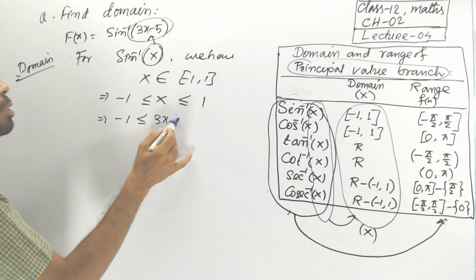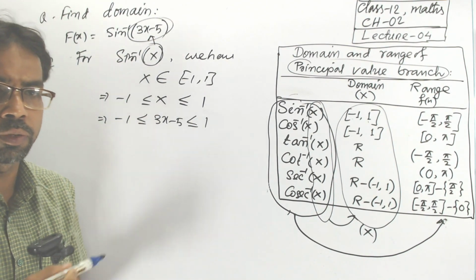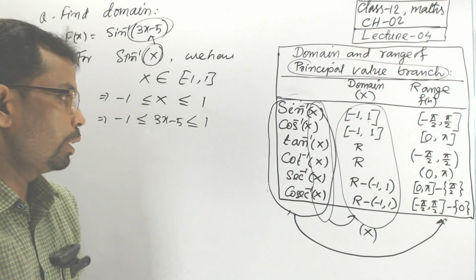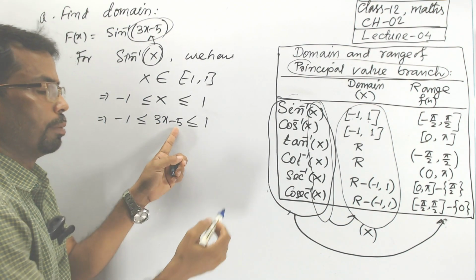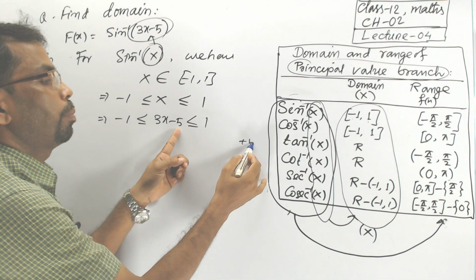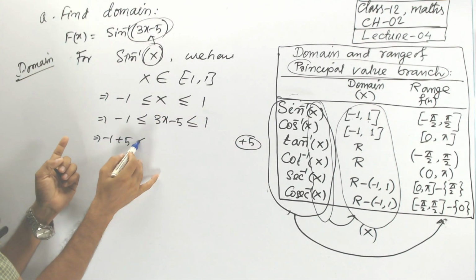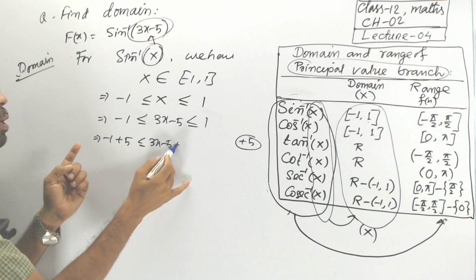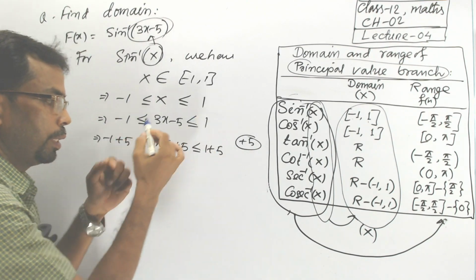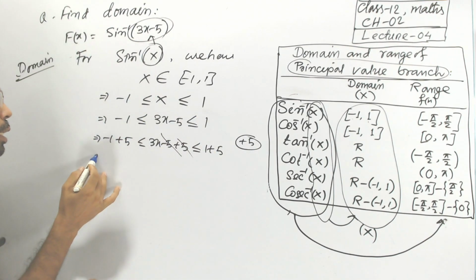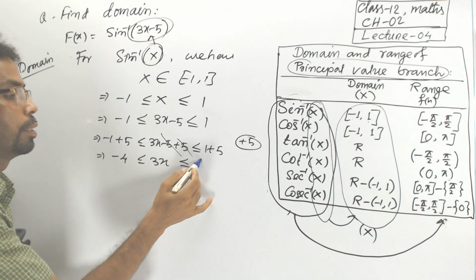3x minus 5, less than or equal to 1. Now anyhow we have to make x free. Inequality solving we have learned in class 11. To make x free, at first I have to remove this minus 5, and to remove minus 5 I have to add plus 5 in each term. So minus 1 plus 5, 3x minus 5 plus 5, less than or equal to 1 plus 5. I have added 5 in each term so that this gets cancelled, and then minus 4 less than or equal to 3x less than or equal to 6.